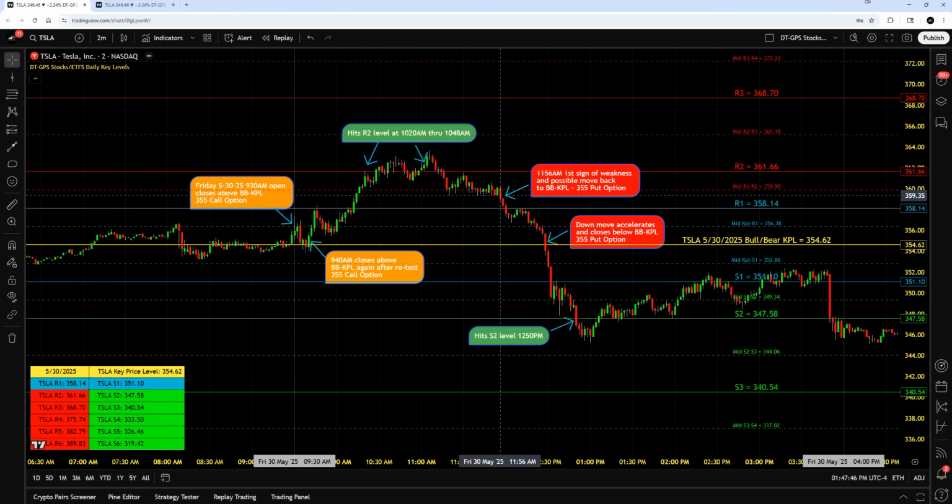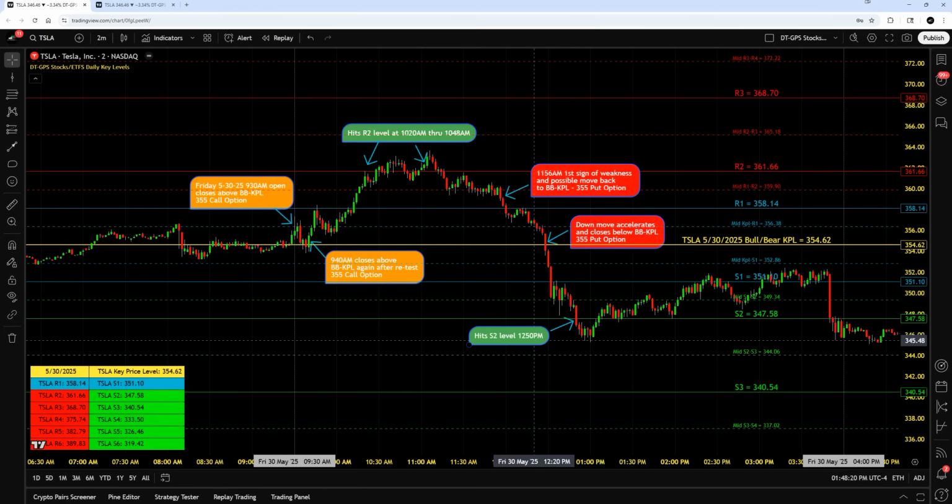This would have been the first entry here, or if you were looking to scale in, you could have started here and added here. So this is your aggressive entry and our first of a scale. This would be your second entry into a scale here. Or like I said, if you were just playing it more conservatively, then you would wait till here for the close below to enter for the first time for the 355 put option.